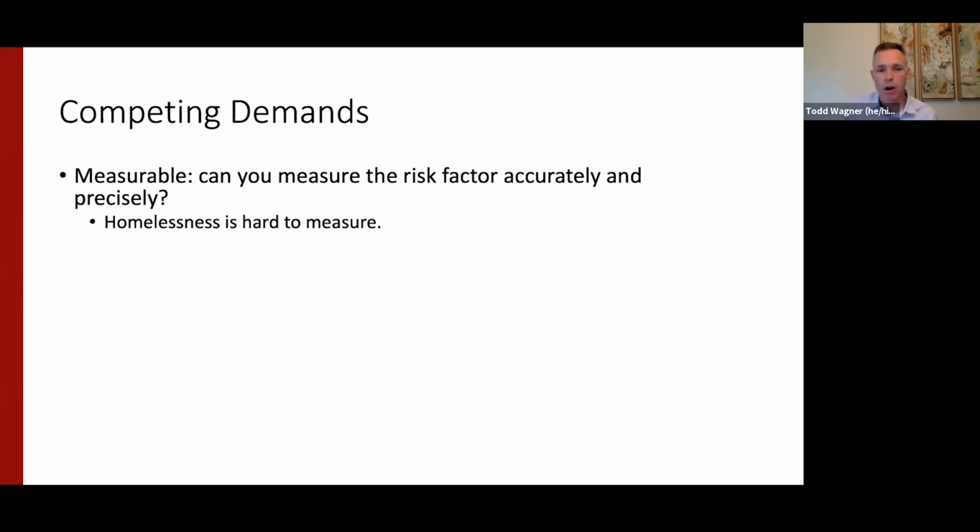I would argue that homelessness is really hard to measure. It changes, there's stigma associated with it. So it's really hard to measure, at least in administrative data. So you'd have to think about ways of building that into the administrative data.